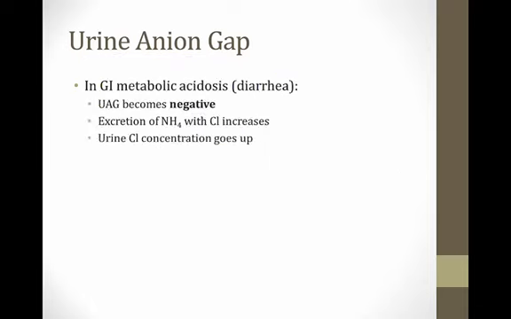So for example, in a GI metabolic acidosis like from diarrhea, the urine anion gap becomes negative because you're excreting lots of ammonia with chloride. The urine chloride concentration goes up, and that means that the urine anion gap is going to become negative.